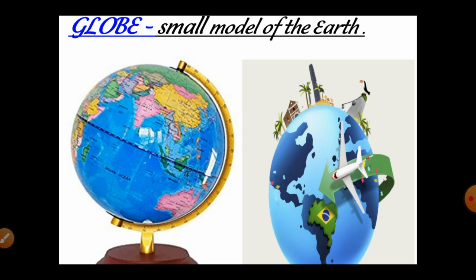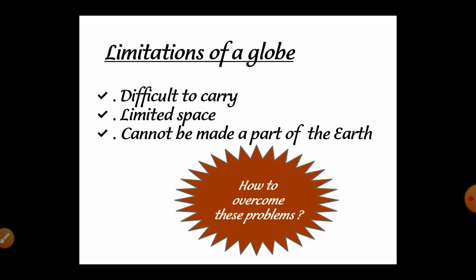First, it is difficult to carry everywhere because of its size. Then the space on the globe is limited, so details cannot be shown on it. Small towns, cities and other details cannot be shown on it. And the third one is it cannot be made for a part of the earth. So these are all the limitations of a globe.